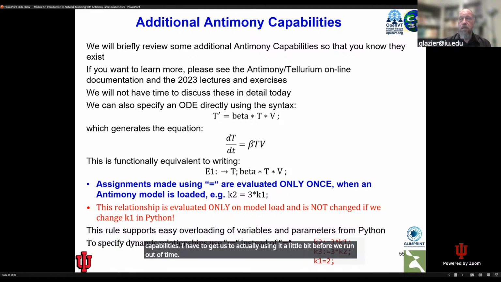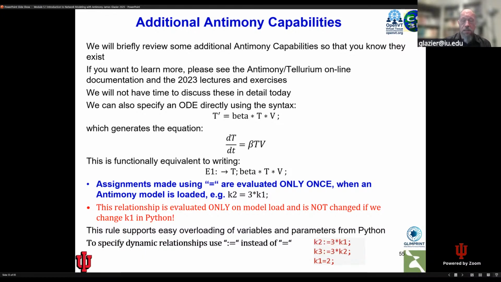Antimony has a bunch of other capabilities. You can write ODEs directly with the accent mark. I don't recommend doing that, but you can if you have to. That's functionally equivalent to writing colon arrow to T.